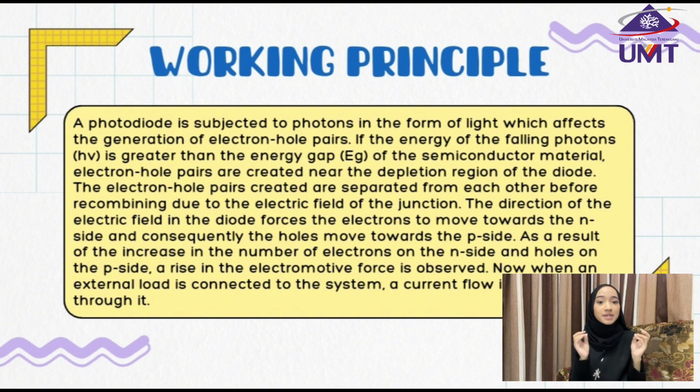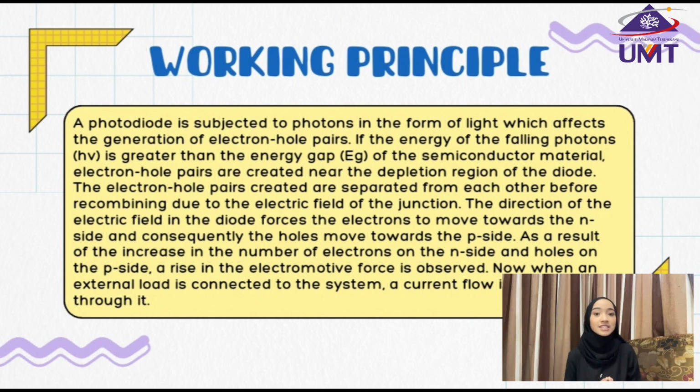A photodiode is subjected to photons in the form of light, which affect the generation of electron-hole pairs. If the energy of the falling photon is greater than the energy gap of the semiconductor material, electron-hole pairs are created near the depletion region of the diode. The electron-hole pairs created are separated from each other before recombining due to the electric field of the junction. The direction of the electric field in the diode forces the electrons to move toward the N side, and consequently the holes move toward the P side.